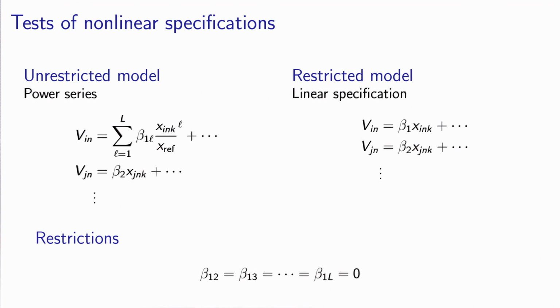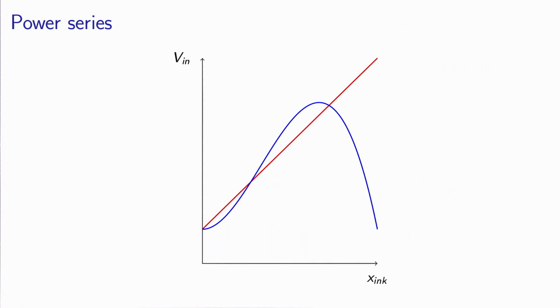So this is the unrestricted model, the nonlinear one, and the restricted model would be the associated linear specification, where the variable x_ik is involved in a linear way in the utility function. So actually here the restrictions are simple. It means that in the power series specification, all coefficients of the nonlinear terms are equal to 0. So beta_1,2, beta_1,3, all the way to beta_1,L. So this is an example.